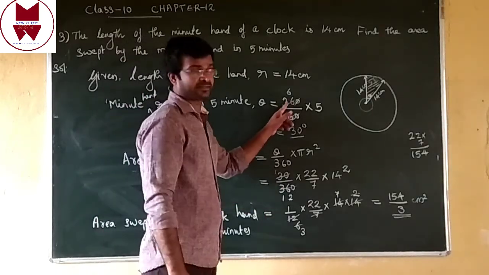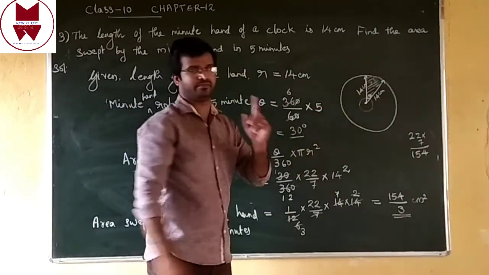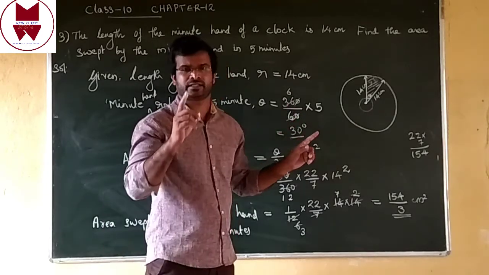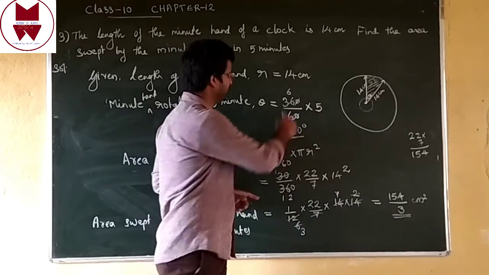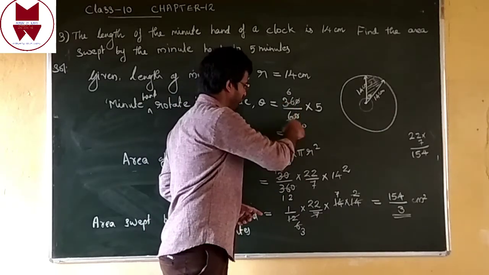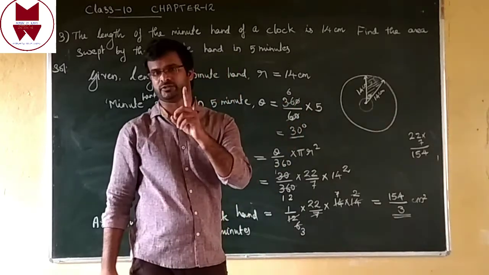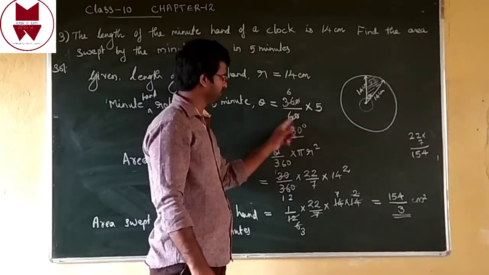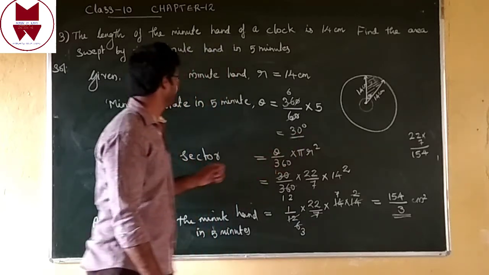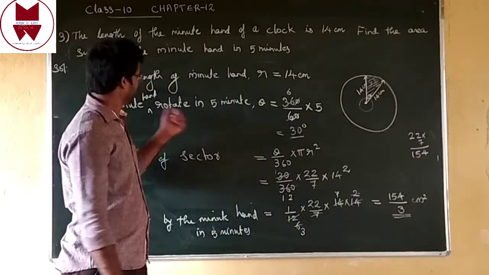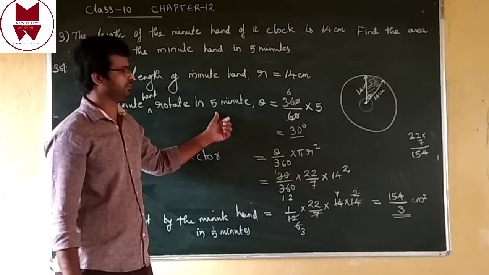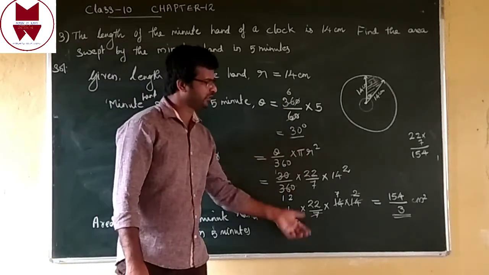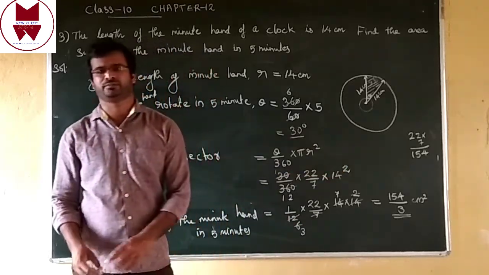We can write 360 total angle in a circle. 360, 60 means in 1 hour 60 minutes. Then 360 divided by 60, if you are doing, means the angle of 1 minute you will get. We need 5 minutes, that's why multiply by 5. That means this 30 degree is the angle of 5 minutes. Keep in mind, this is a very important part. Then using the area of sector formula, do everything, you will get 154 by 3.